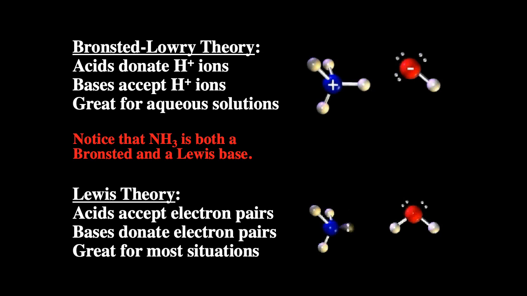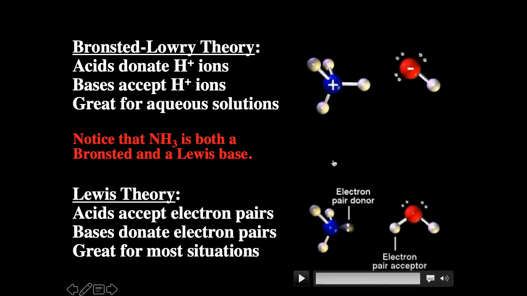Ammonia is a base because it acts as an electron pair donor toward the proton. The proton is an acid because it acts as an electron pair acceptor. And so, same exact reaction, we can explain it with both Bronsted-Lowry theory and Lewis theory. Now again, all Bronsted-Lowry acids are Lewis acids, and all Bronsted-Lowry bases are Lewis bases. The way of thinking about it is that ammonia is a base because it's grabbing the hydrogen ion, but it's doing that by donating its electron pair.